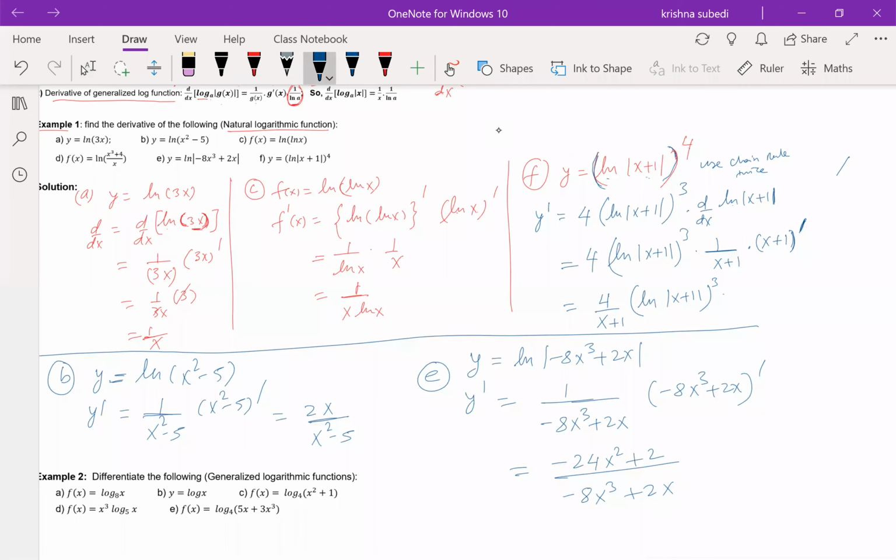And part D, that is interesting, and I'll give you a few more minutes maybe to work on part D, and then we will check what is the best method to find the derivative of these kinds of functions.